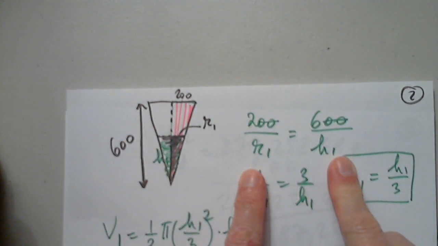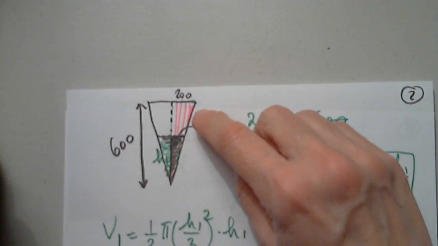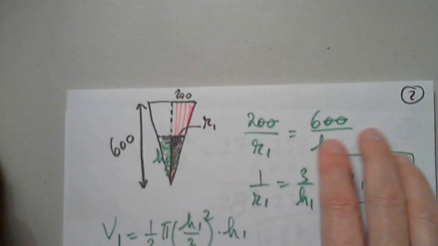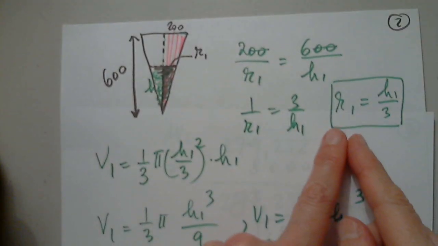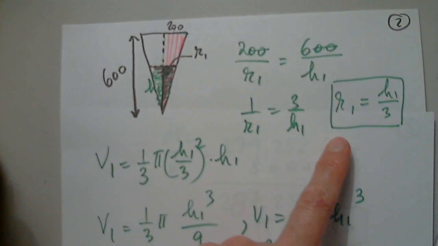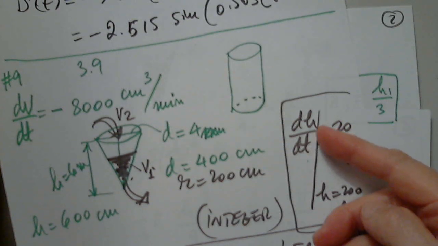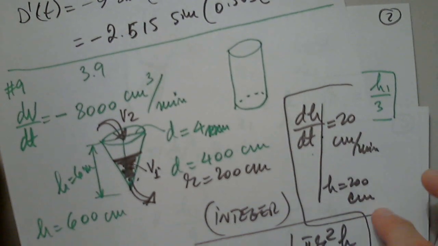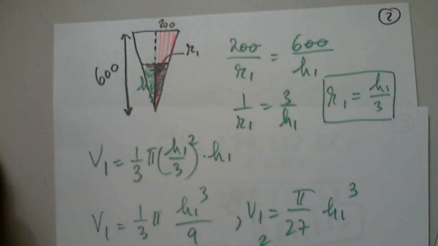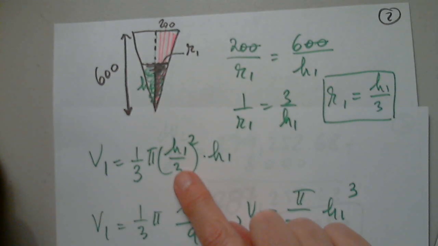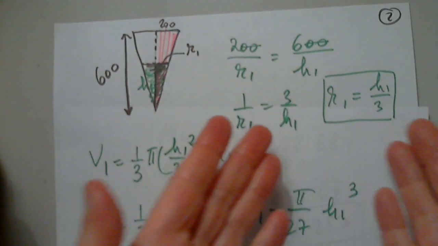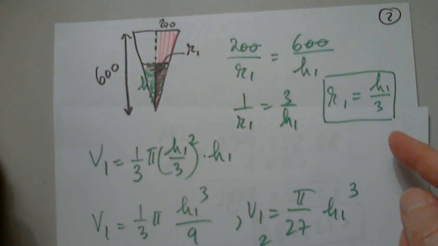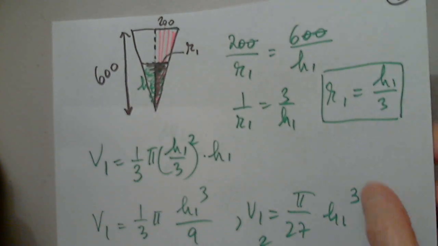I have to use these proportions. 200 over R1 equals the big 600 over H1. From here, I must get rid of R1 because I have no information about R1. I'm only told the height changes at blah, blah, blah, when the height is. So I know that I can't have any R1 in here because I'll get lost. I don't know what to do with it. But I have this relationship that helps me handle that situation. So I finally got to this.